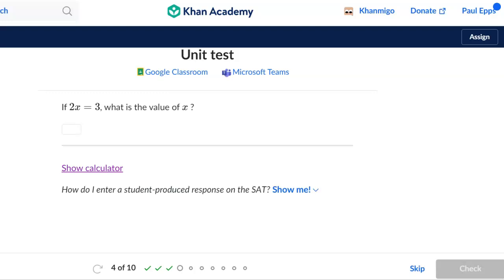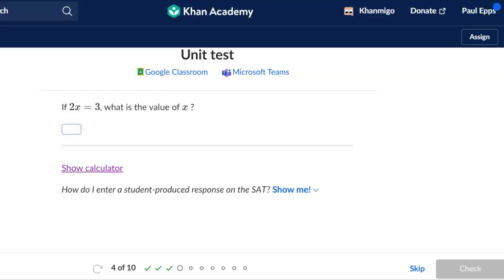If 2x equals 3, what is the value of x? Okay, divide both sides by 2, and we'll get x equals 3 over 2.